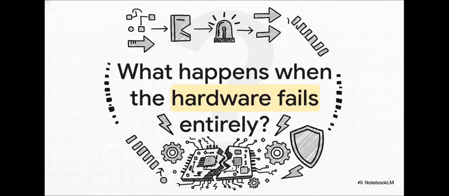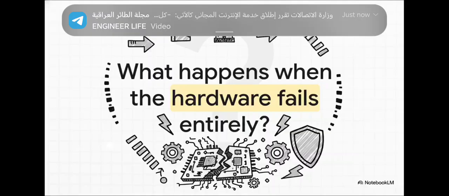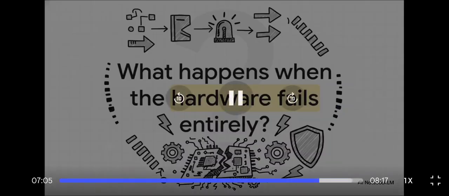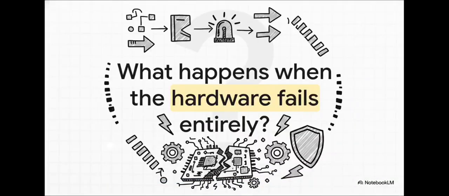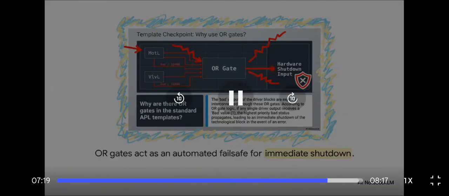Now, all of these safeguards, logic gates, and alarms, they're incredible. But I want you to consider something. What happens when the hardware fails entirely? Imagine the ultimate worst-case scenario, where the physical hardware just completely breaks down. How exactly does the logic protect the physical world then? The answer actually lies in explicit OR gate interconnections.